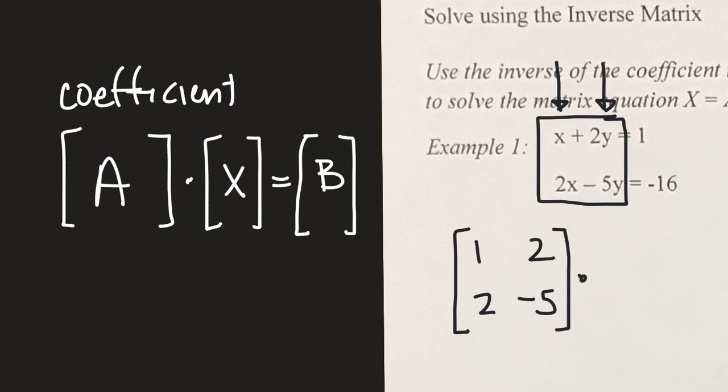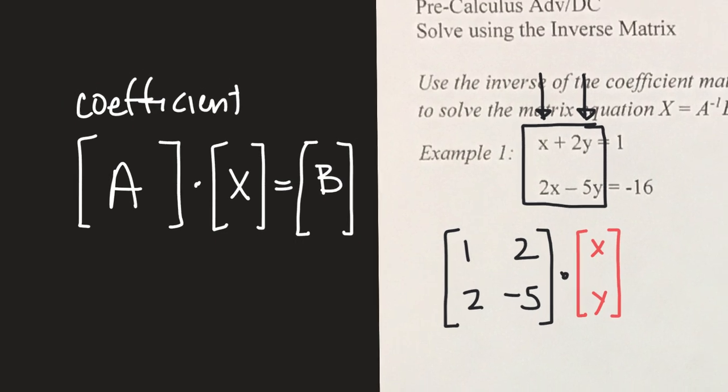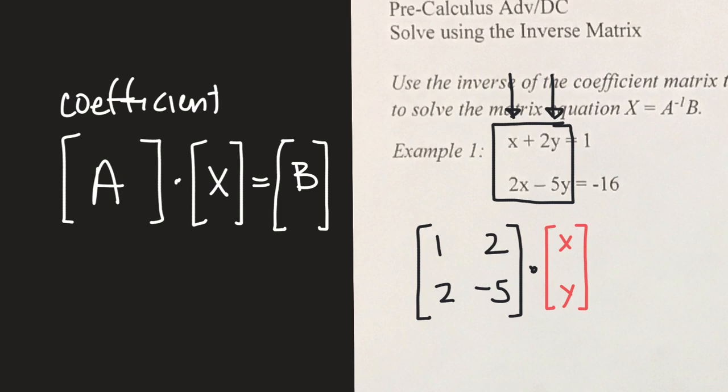Okay, and then we're going to multiply that by your variable matrix. So we have two variables. They are x and y. The first variable goes on top and the second variable goes on bottom in your 2 by 1 matrix. Okay, and then that equals your solutions matrix over here, 1 and negative 16. So our first job is to take your system of equations and write them as a matrix.